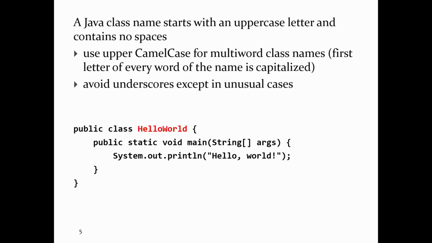If it's a single word name, you just capitalize the first letter. If it's a multi-word name, you capitalize the first letter of every word. You're allowed to use underscores in the name, but it's generally agreed that you should avoid underscores except in unusual cases. You're allowed to use numbers in the name, but the first character of the name must be a letter. It's allowed to be the underscore as well, but really don't do that. So start with a letter, and then you can use letters, underscores, and numbers in the name.